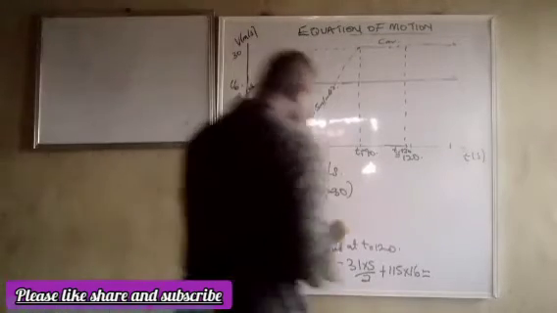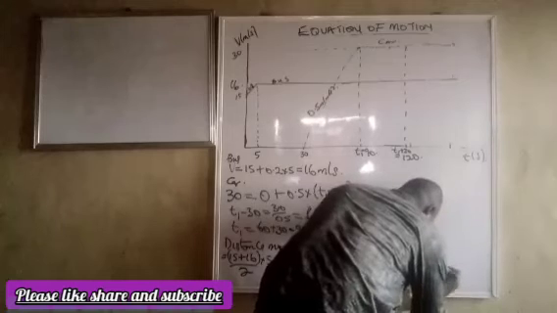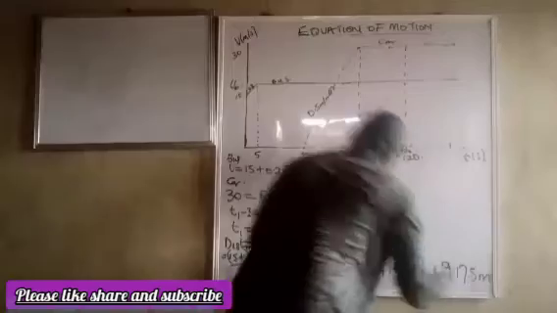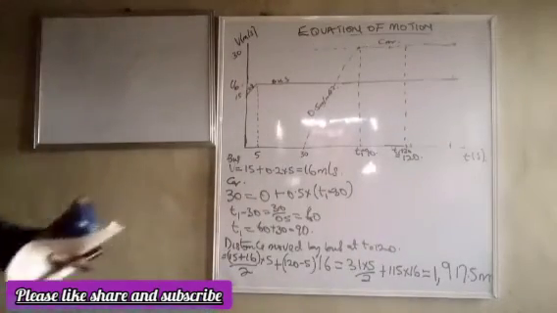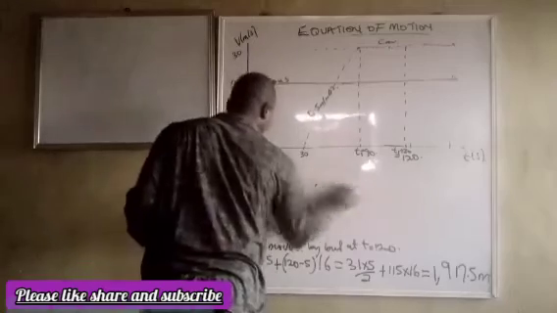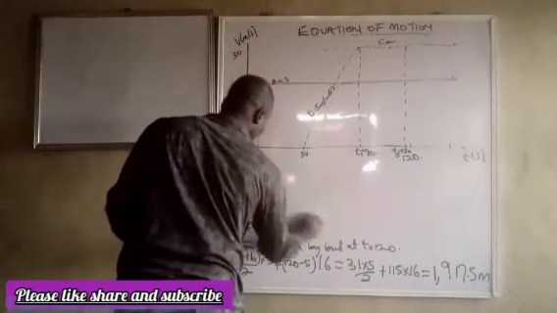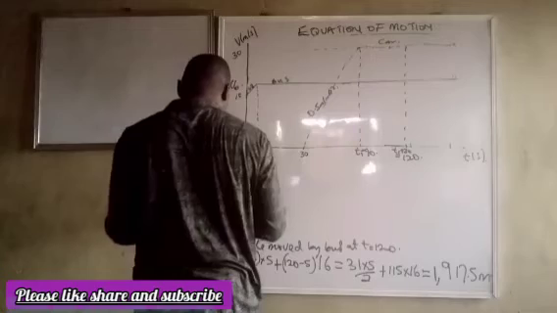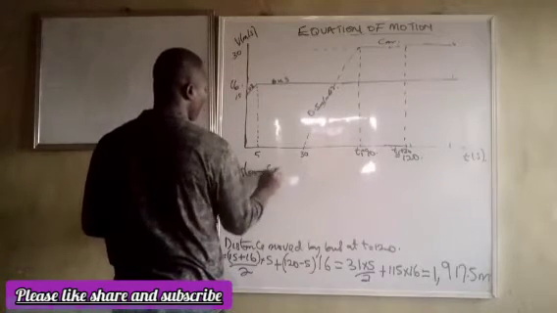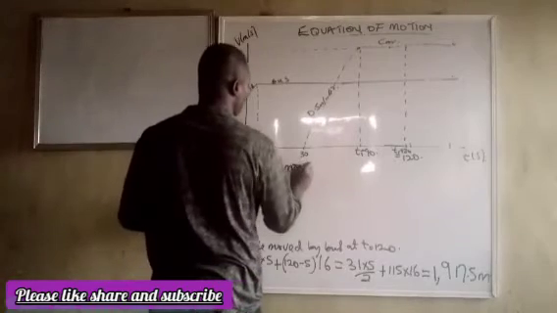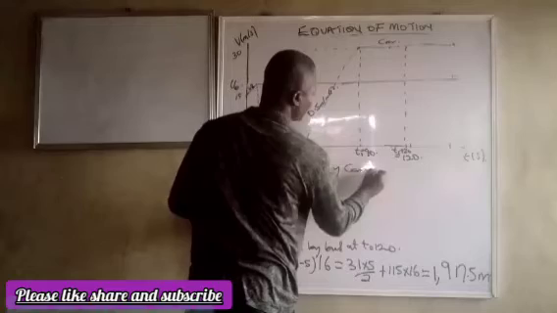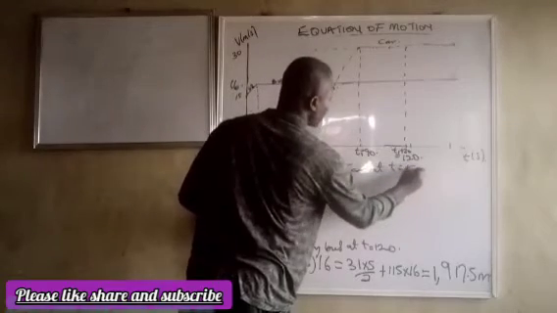So that gives me 1917.5 meters. Now, let's calculate the distance moved by the car. Distance moved by the car by t equals 120.